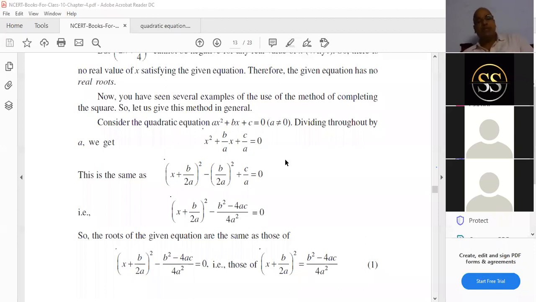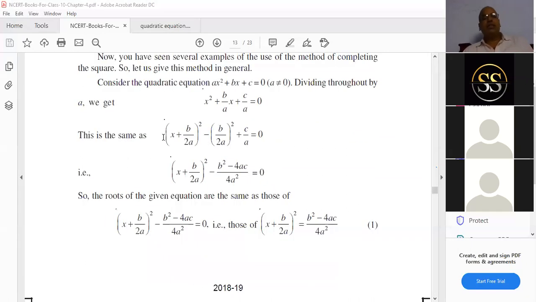Plus this b square means b by 2 whole square. That is an extra term, that is not there. B by 2a whole square is not there. That's why that term I have to subtract. Minus b by 2a whole square plus c by a equal to 0. One step missing, that's why you did not understand. Now okay? Is it okay?